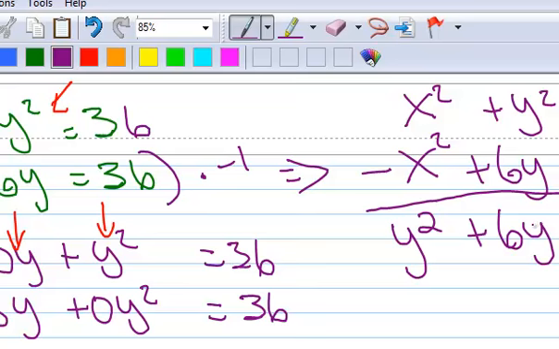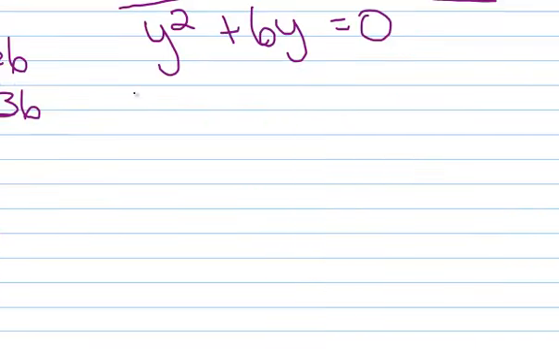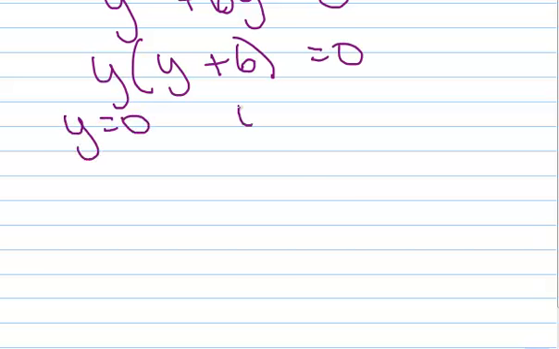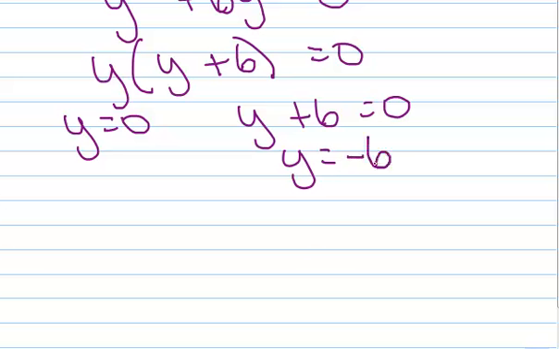y squared plus 6y equals 0. I'm going to solve this quadratic by factoring. I'm going to factor out a y. So I have y times the quantity y plus 6 equals 0. Set each factor equal to 0 to solve. So we end up with y equals 0 and y equals -6. Let me just underline those so I don't lose them. y equals 0 and y equals -6.